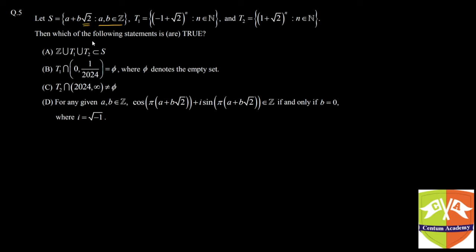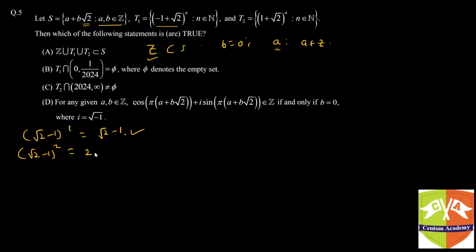Statement A states that Z union T1 union T2 is a subset of S. So let us check for each of these. Is the set of integers a subset of S? Yes, it is true, because if you just put b equals 0, then this whole set will become a, where a belongs to the integers. So it will contain all the integers. So this is true. What about T1? All the binomial expansions. Let me do a couple of examples. (√2 - 1)^1 is simply √2 - 1. Is it of type a + b√2, where a and b are integers? Yes. How about (√2 - 1)^2? It will be 2 + 1 - 2√2, or 3 - 2√2.